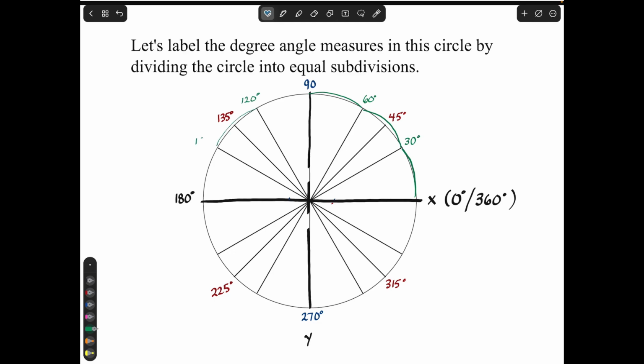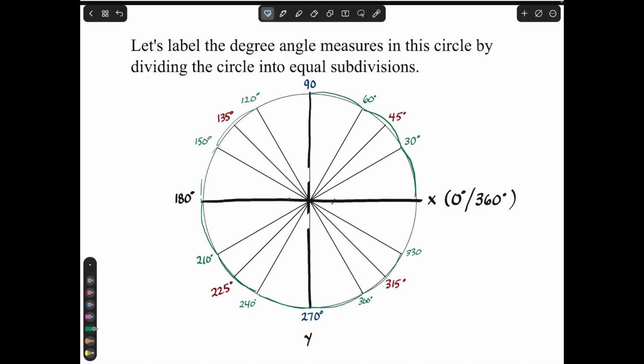Go 30 degrees past 180, we're at 210 degrees. Go 30 degrees past that, that's 240 degrees. Then we're down at the bottom at 270. Plus 30 more would be 300 degrees. Plus 30 more would be 330 degrees. And before you know it, we're all the way around the circle back at 360.